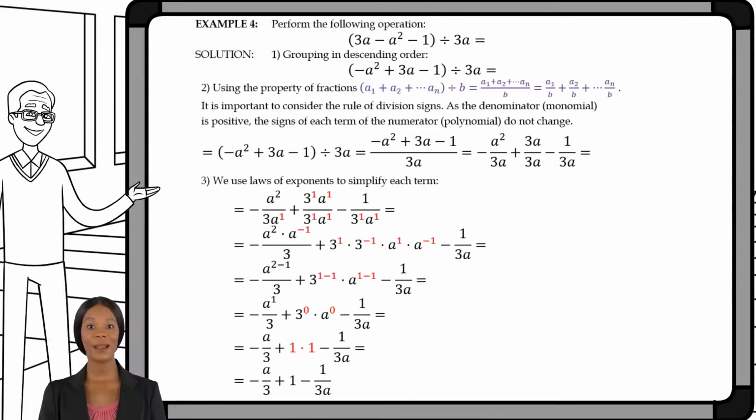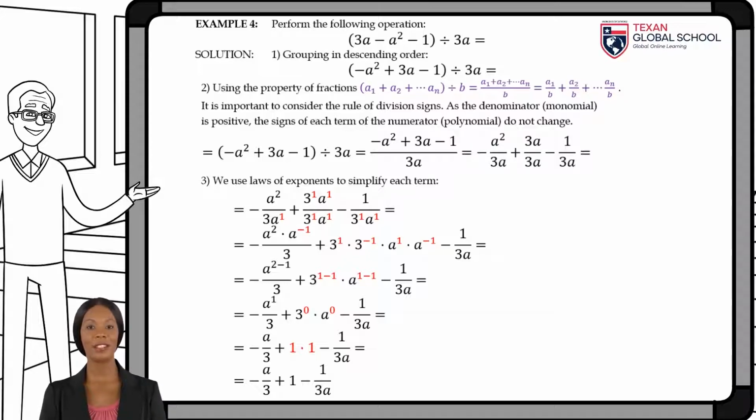Let's look at the first example. We will perform the operation of a polynomial between monomial. We sort in descending order and/or alphabetically, both dividend, that is, the polynomial, and divisor, the monomial. Using the property of fractions, we separate each term of the dividend by the divisor. It is important to consider the signs rule for division. Because the denominator is positive, the signs of each term in the numerator do not change. We then apply the laws of exponents to simplify each term.